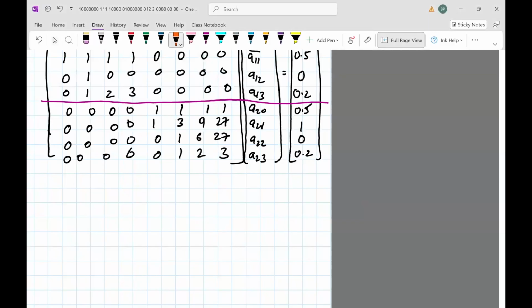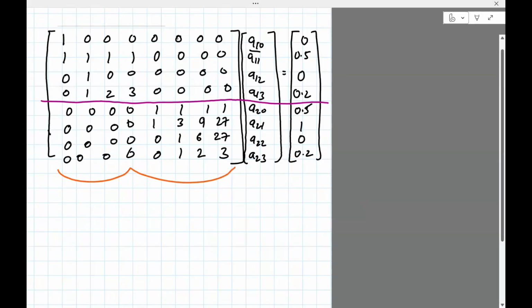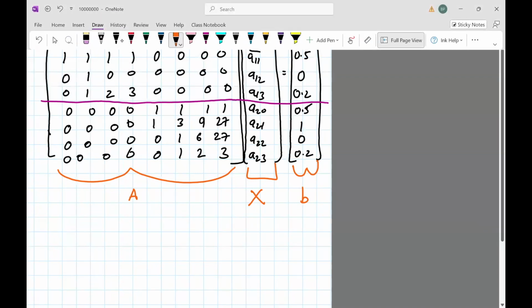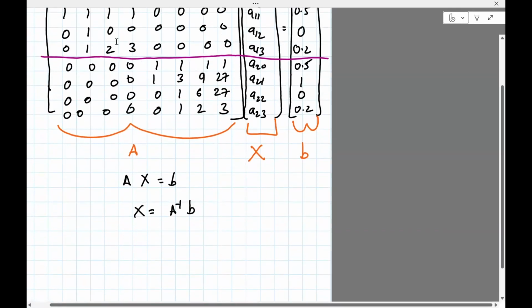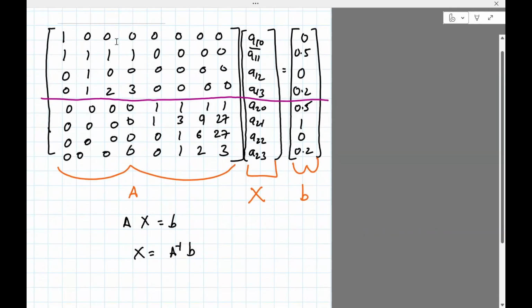So effectively, this is our A, this thing is B, and this unknown is, let's call that X. So we have AX equals B. And to solve for X, we need to do A inverse B, and that will give us the constants. And once we have the constants, we can find what the curves will look like.